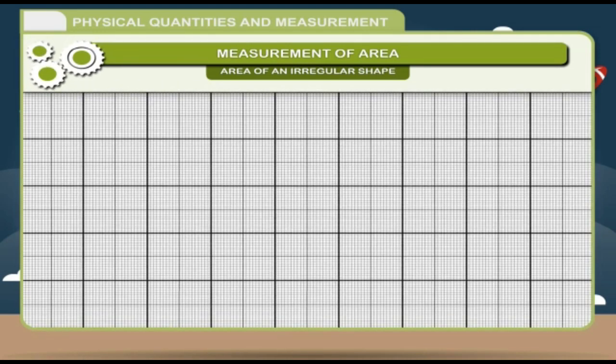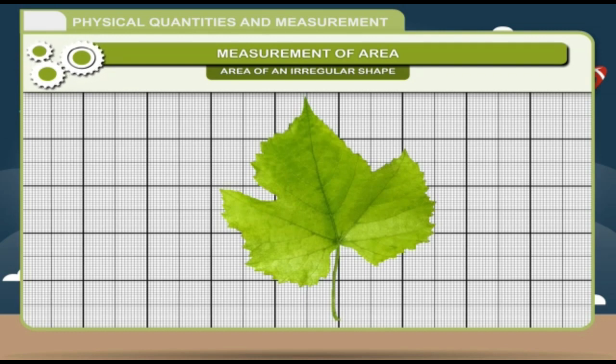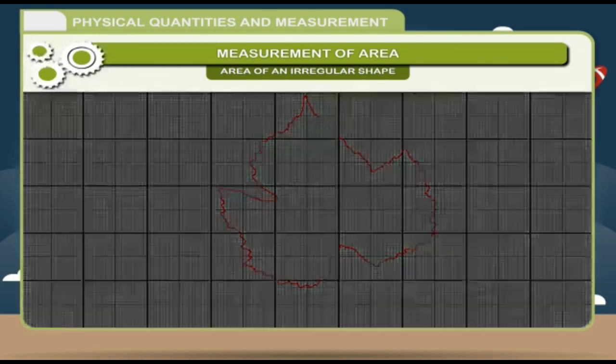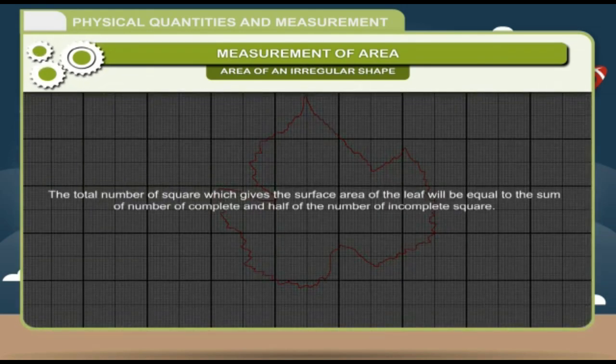Activity: to find the surface area of a leaf. Take a graph paper having area of a small square 1 square millimeter. Place a leaf on the graph paper and draw its outline. Remove the leaf and count the number of complete and incomplete squares. Neglect those squares which are less than half. The total number of squares, which gives the surface area of the leaf, will be equal to the sum of the number of complete squares and half of the number of incomplete squares.